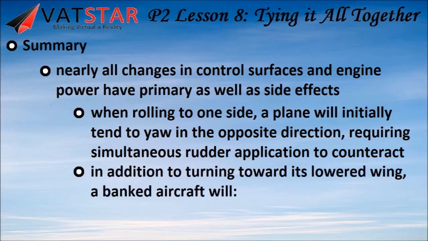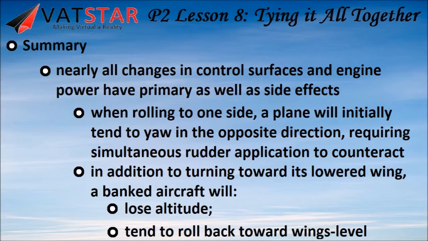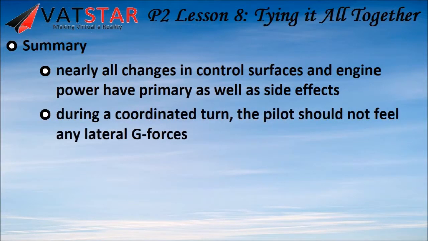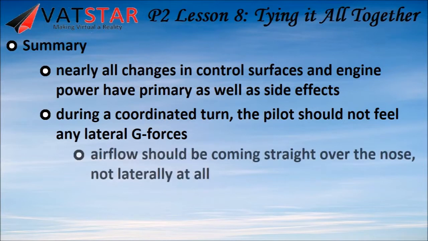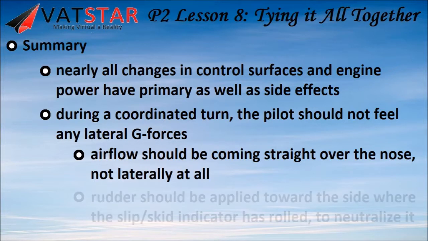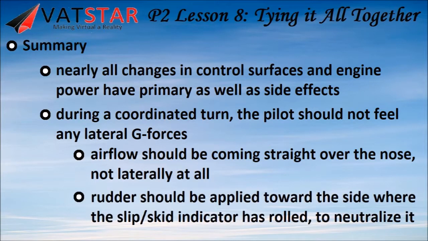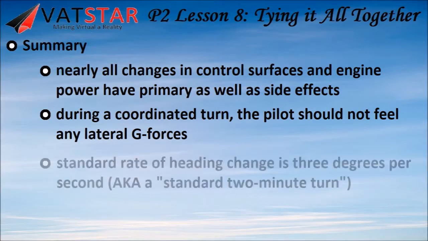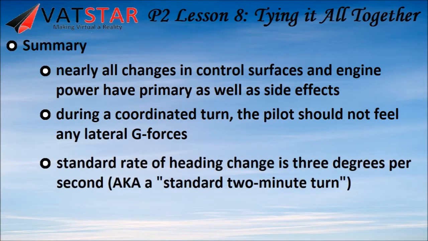A banked aircraft, in addition to turning toward the lowered wing on its own, will tend to lose altitude and tend to roll back to wings level. The pilot has to compensate for both. During a properly coordinated turn, there shouldn't be any lateral G-forces. This means the nose of the plane is pointed straight into the turn, not at an angle. If the slip skid indicator rolls out of place, step on the ball. And finally, the standard rate of turn is 3 degrees per second, also called a standard 2-minute turn.